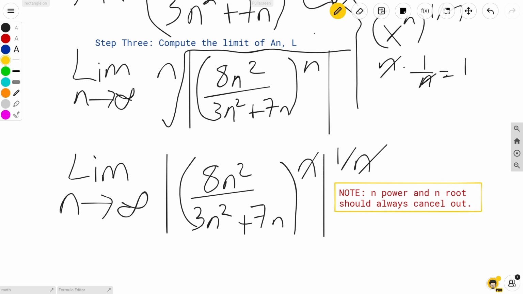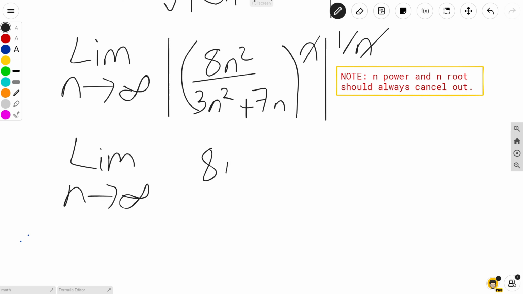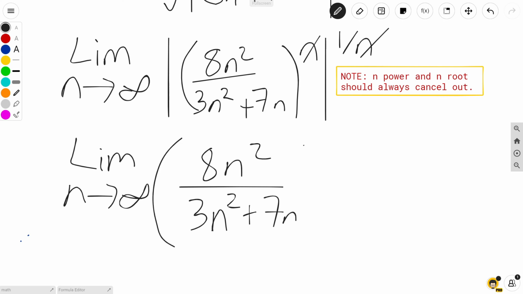So in this case, what are we left with? We're left with this limit. So the limit as n approaches infinity of the absolute value of 8n squared divided by 3n squared plus 7n. You can do this in your head, but I'm going to do this the correct long way.